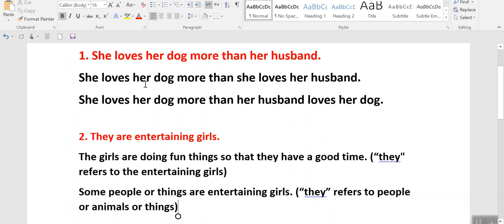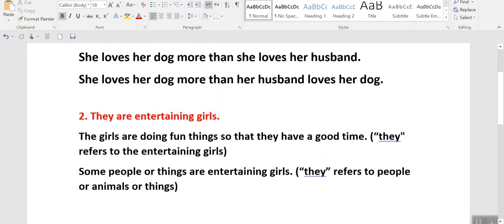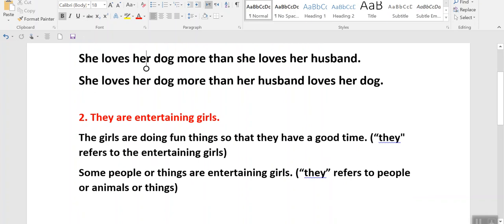But here, it may be no. She loves the dog more than her husband. She hates her husband. She tells him, I love the dog more than you. Even the dog, I love him more than you. Okay? Sometimes we can use him, her for dogs. They are very close.